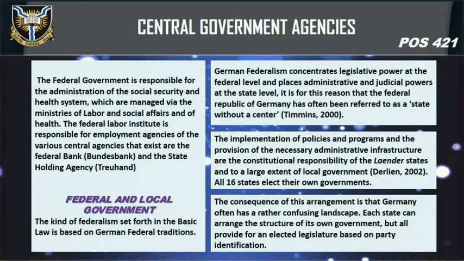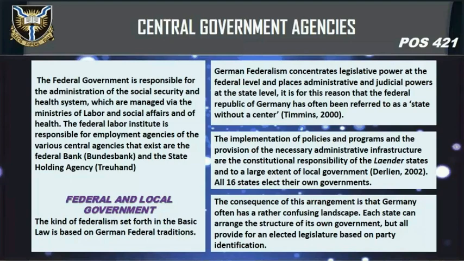Central government agencies. The federal government is responsible for the administration of the social security and health system, which are managed via the ministries of labor and social affairs and of health. The Federal Labour Institute is responsible for employment agencies of the various central agencies that exist at the Federal Bank and the state holding agencies.